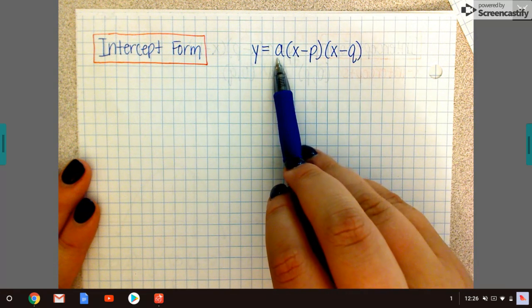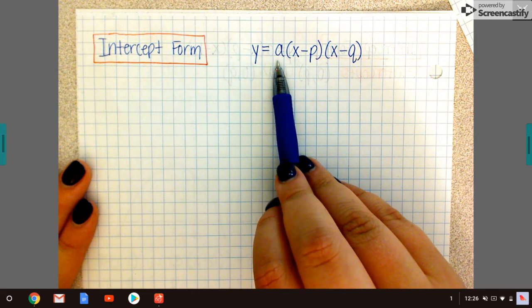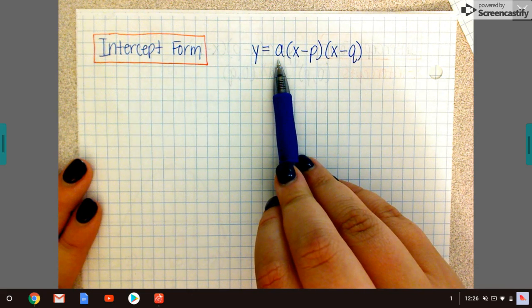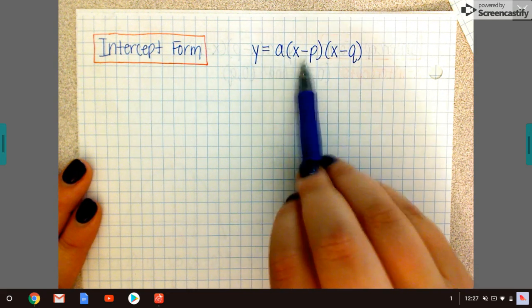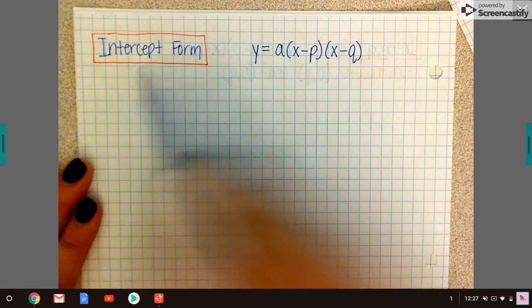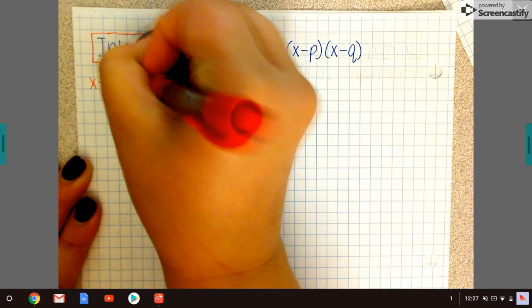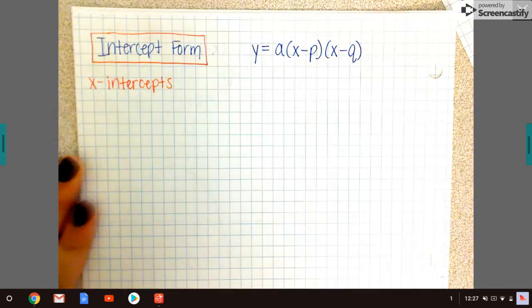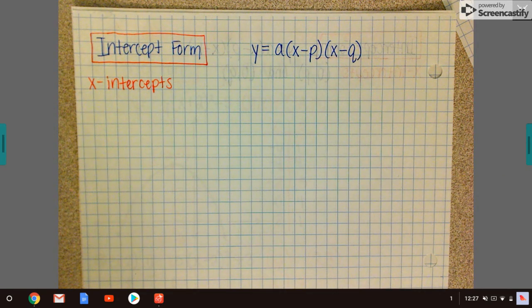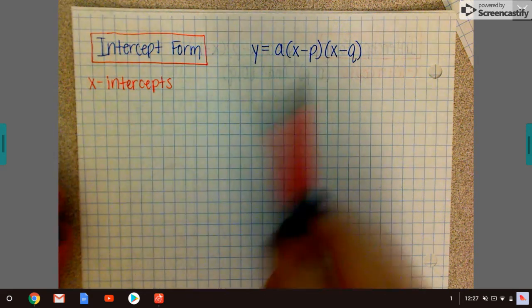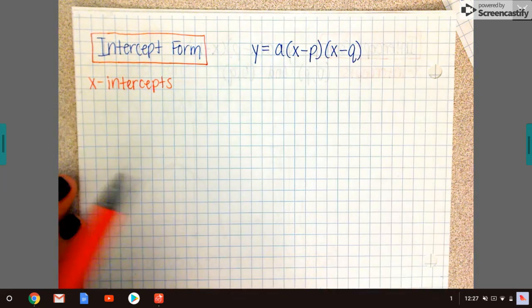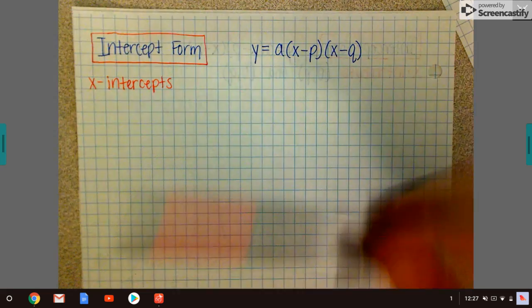A is the same old A we've been used to that shows us skinny or wide and whether it's opened up or down. So the P and the Q are going to be our intercepts, and I mean the x-intercepts. So we'll be able to tell our x-intercepts right from this format, and we'll have intercepts at P and at Q.